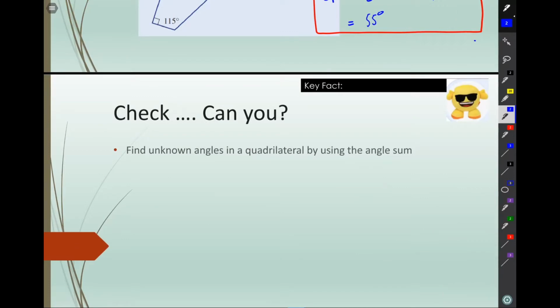Right, and that's all there is for today. We're finding unknown angles in a quadrilateral by using the angle sum. And remember our key fact, angle sum of a quadrilateral is 360 degrees.